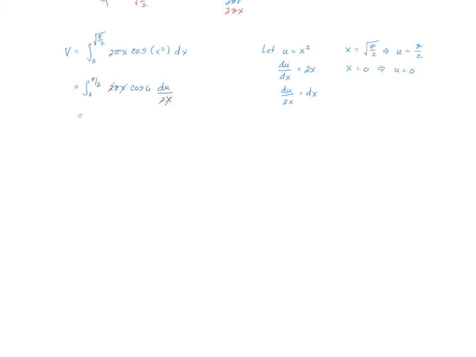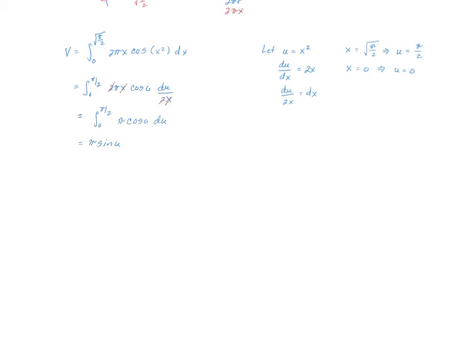So our volume, I want it to be blue. Our volume is going to be the integral from 0 to pi over 2 of pi times cosine of u du. And now everything, including my limits of integration, are in terms of u. Now I could pull the pi out, and then the antiderivative of cosine would be sine of u, but I'll just go ahead and leave the pi in.